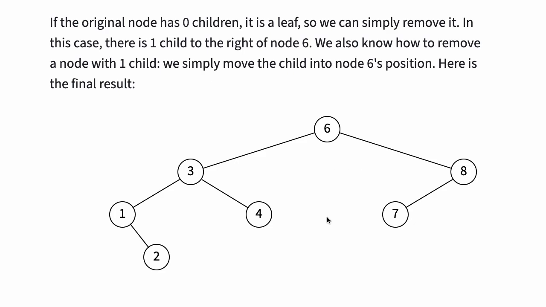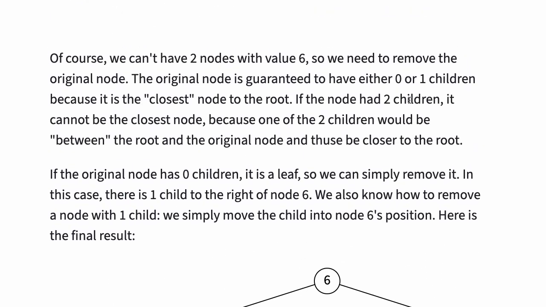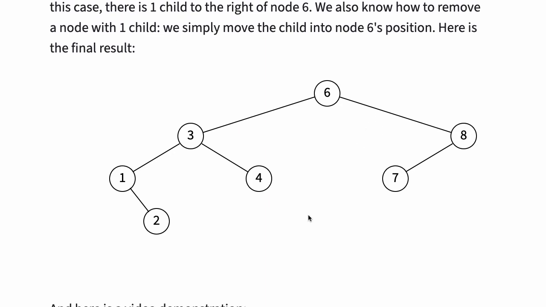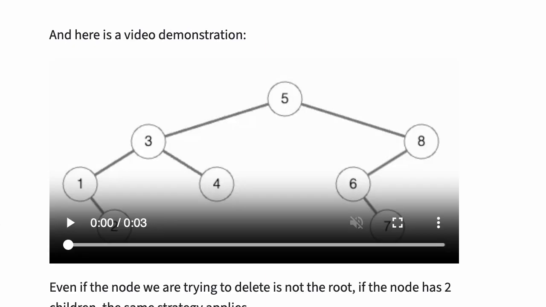If the original node has 0 children, it is a leaf, so we can simply remove it. In this case, there is 1 child to the right of 6. We also know how to remove a node with 1 child. We simply move the child into node 6's position. Here is the final result. And here's a video demonstration.